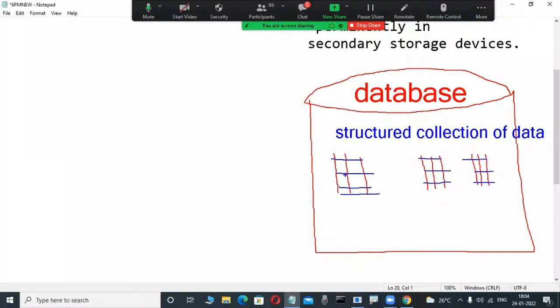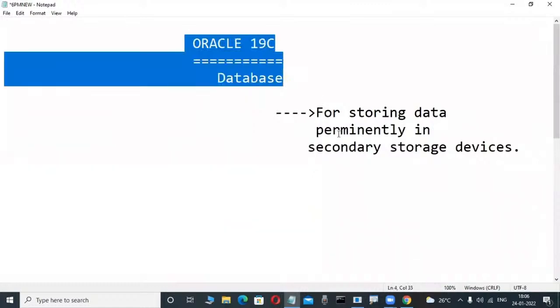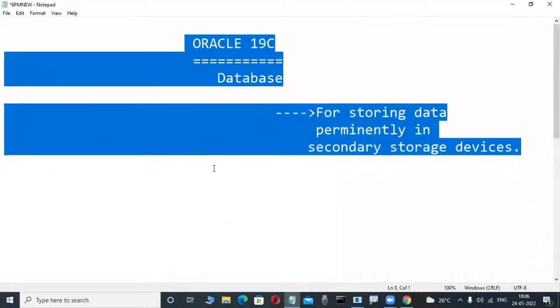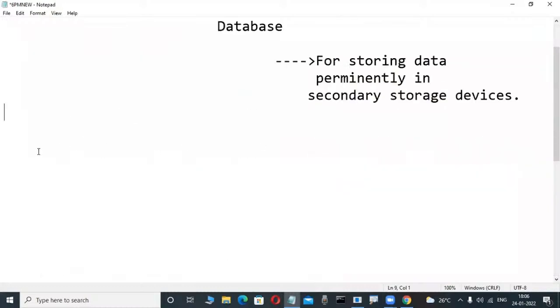Once a structured collection of data is there, for handling and operating this data, which language do we use? Very good, SQL, structured query language. That's why these types of databases are implemented based on the relational data model. What is that today? I will tell you. These databases, Oracle, SQL Server, DB2, Sybase, MySQL, are all implemented based on the relational data model concept.